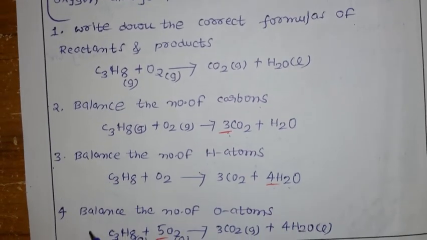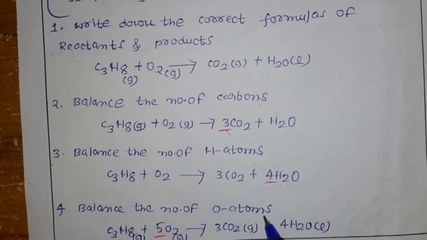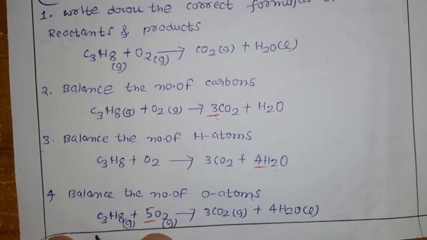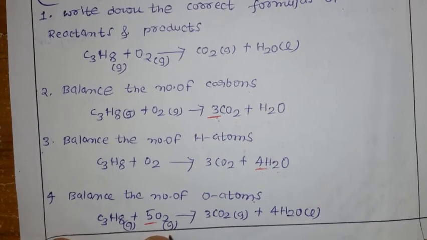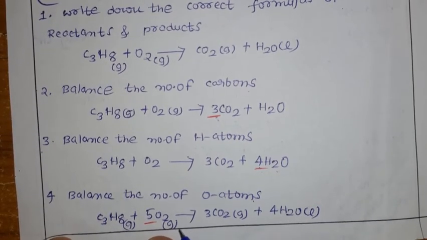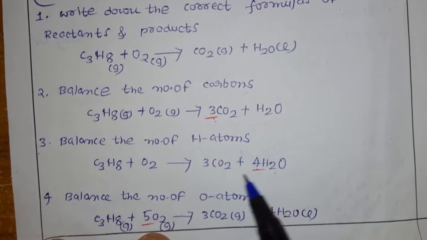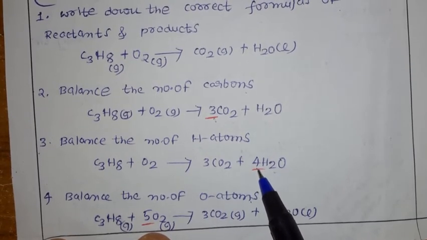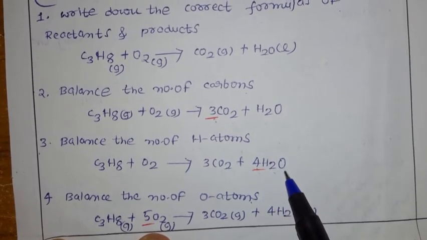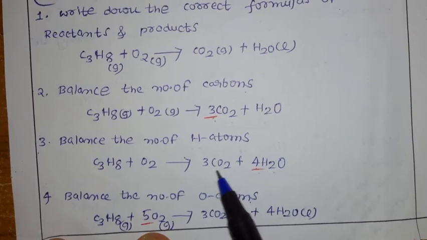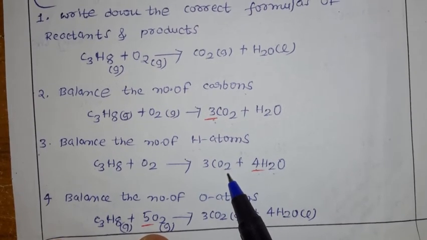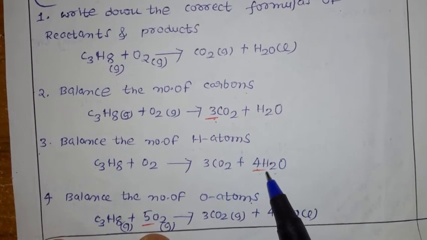Next, fourth is what? Balance the number of oxygen atoms. Okay. Carbon and hydrogen balancing is over. Now come to oxygen. Now if you see the oxygen balance, first look at the product side. What happened here? In this case 4 oxygen atoms are there. Now here, 3 into 2 means 6 oxygen atoms. So 6 plus 4 means we have 10.